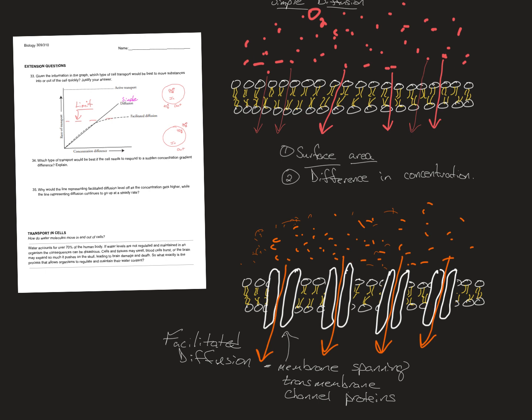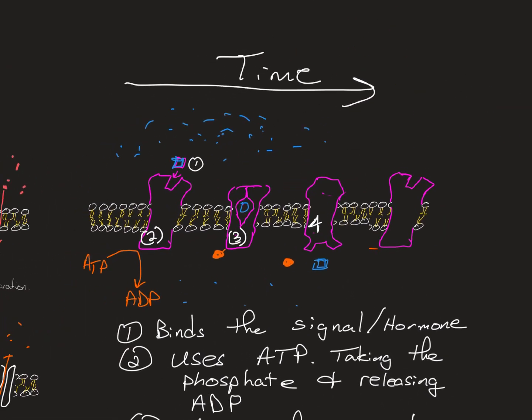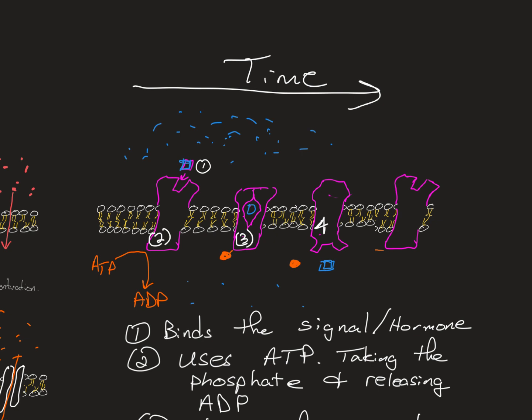Now, why is active transport, first of all, high, and then it stays high? It's not impacted at all by the concentration difference, because concentration doesn't matter for active transport.